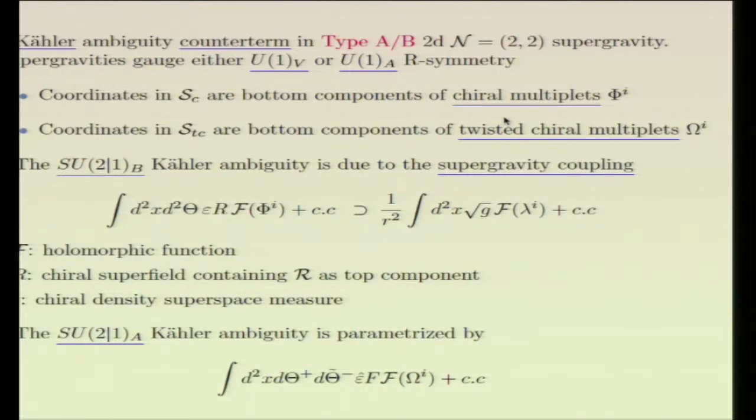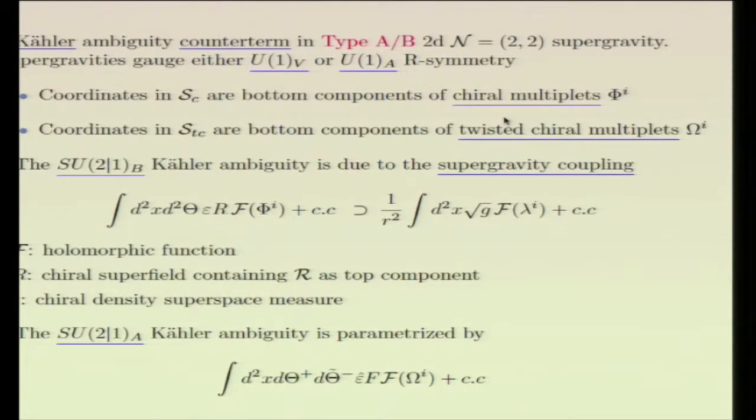And for example, for the case of the type 2B theory, you can construct in that supergravity an explicit supergravity coupling. It's an integral over half superspace of a chiral superfield that contains the Ricci scalar as its top component, and an arbitrary holomorphic function of a chiral field whose bottom component is the coordinate in the relevant conformal manifold. When this coupling is evaluated on the supersymmetric two-sphere background, it gives you precisely the ambiguity by an arbitrary holomorphic function of the moduli. Okay?